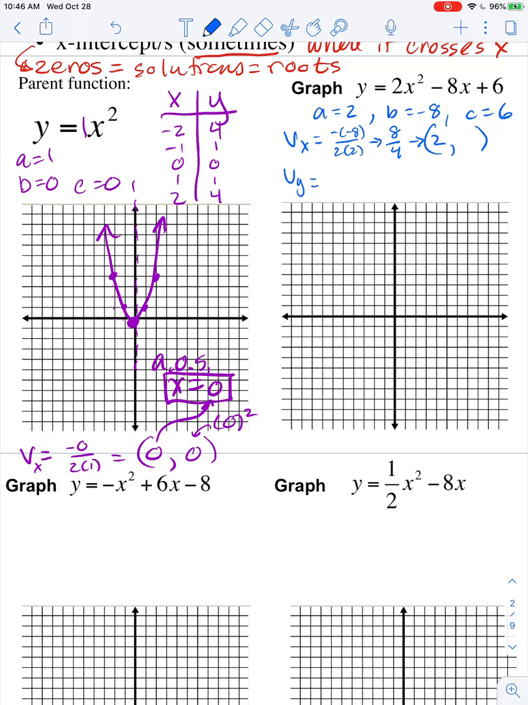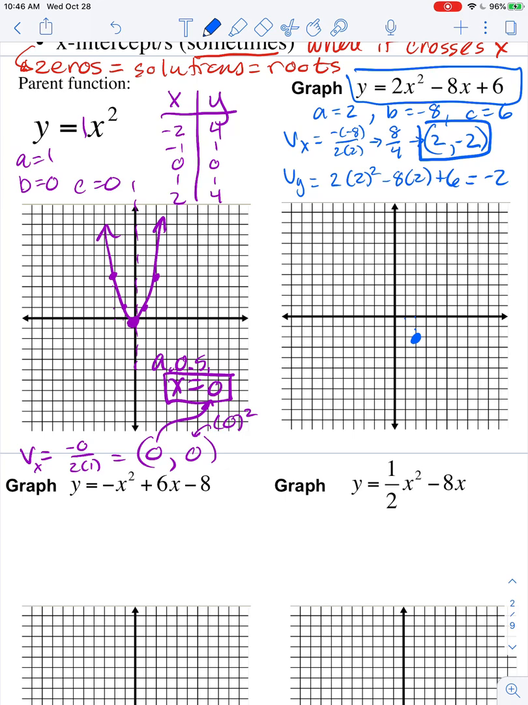To find out where the y coordinate is, I would go back to that original equation, and I'm going to plug in that 2. So I'm looking at this original function, and I'm plugging in my 2. And that is going to kick out a -2. So now I know my vertex is at 2, -2. So there is my vertex. Okay, that's a really key point.